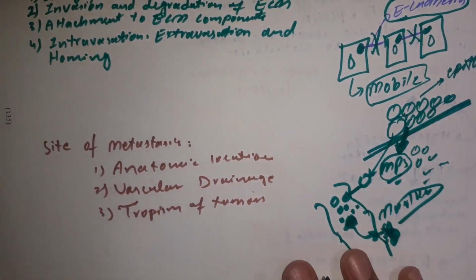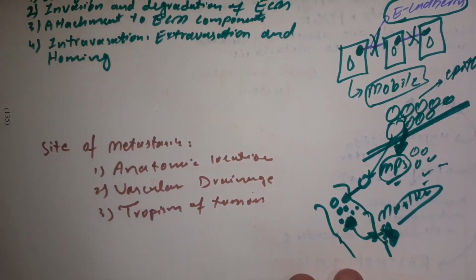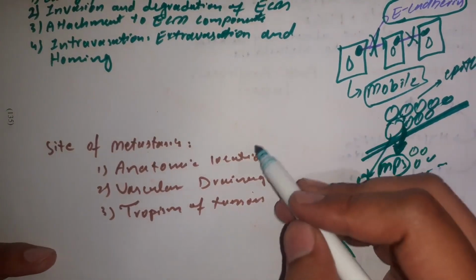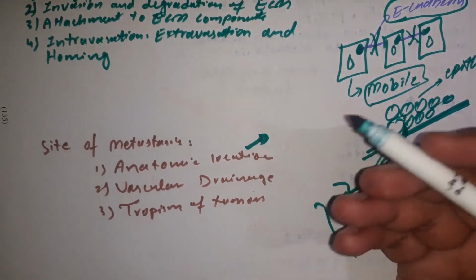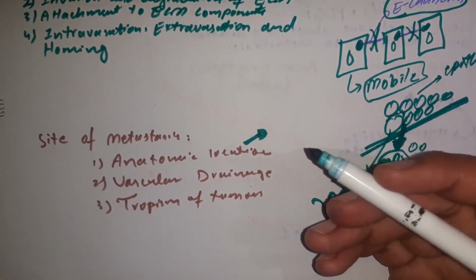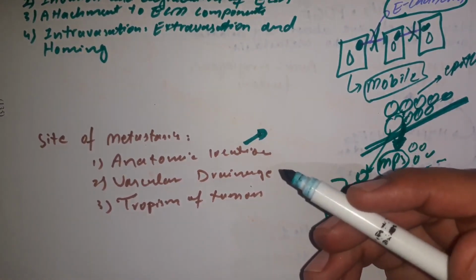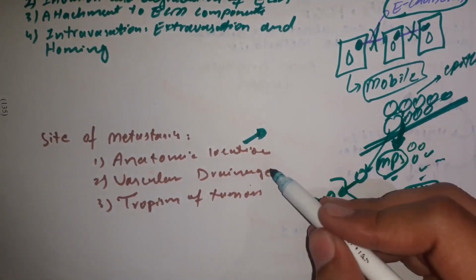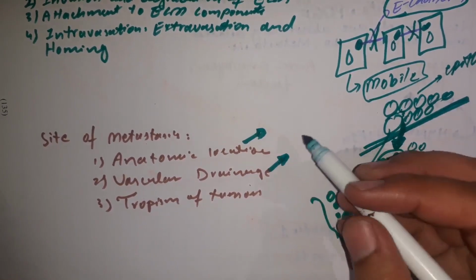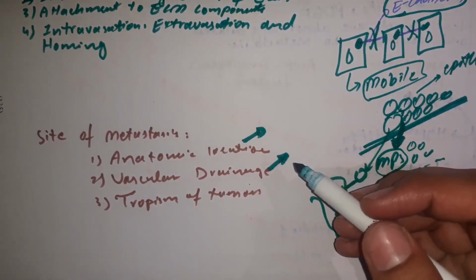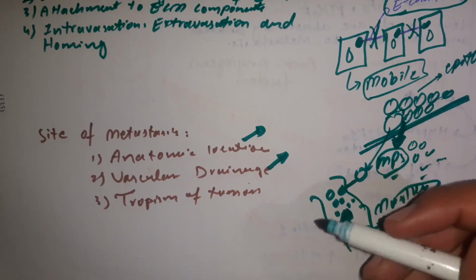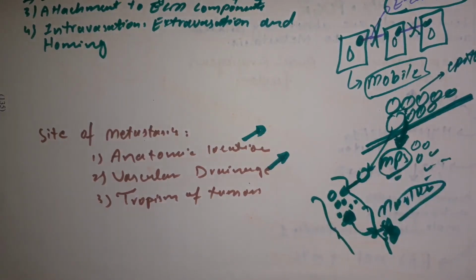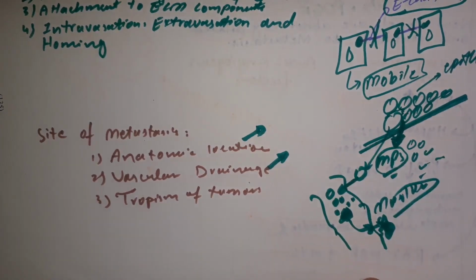So the distant site of metastasis also depends upon certain factors, which is the anatomical location of the tumor. It is basically understandable that the tumor will mostly invade and metastasize to its nearby location. However, there is also an important factor, which is vascular drainage. Vascular drainage plays an important role in tumor metastasis. Tumor enters into the blood vessels as well as lymphatic vessels and gets settled in other tissues.